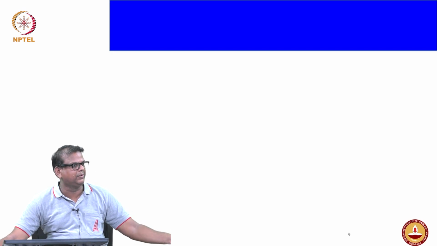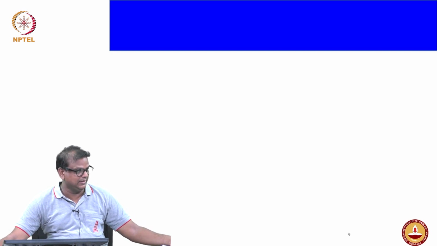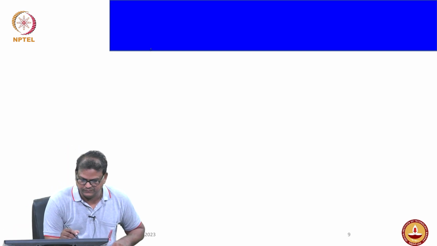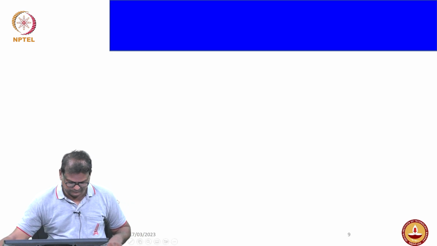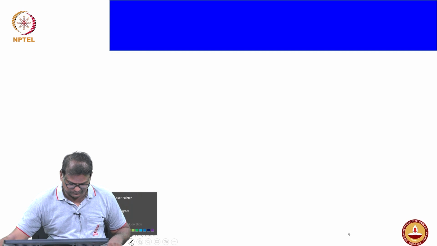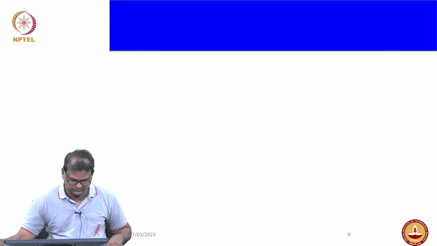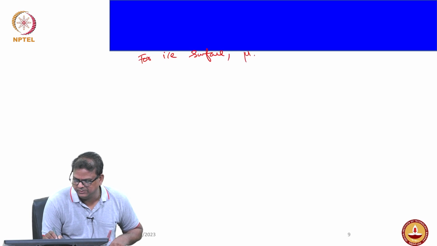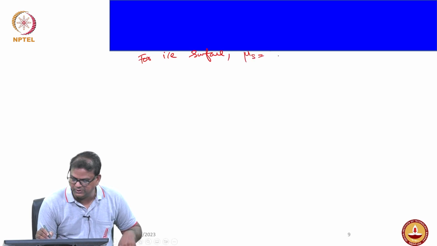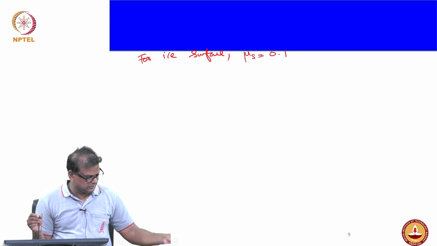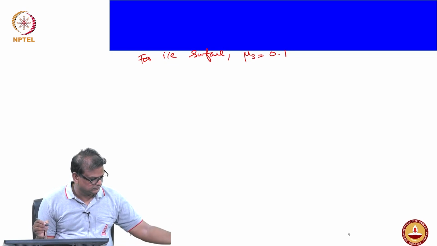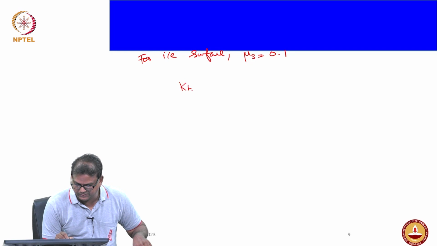Find out, if the road adhesion factor is 0.1 for an ice surface, what would be the brake proportions? For an ice surface, mu s equal to 0.1. Can you find out, please, KB front axle?